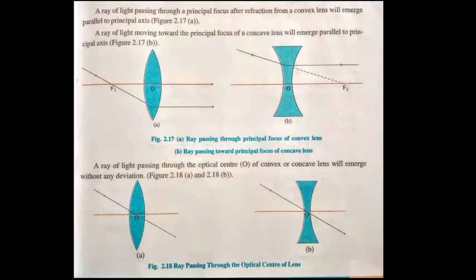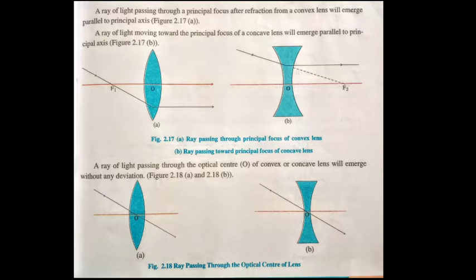A ray of light passing through a principal focus, after refraction from a convex lens, will emerge parallel to the principal axis. See the next figure, in which the rays passing through F and incident on the lens, after refraction become parallel to the principal axis.